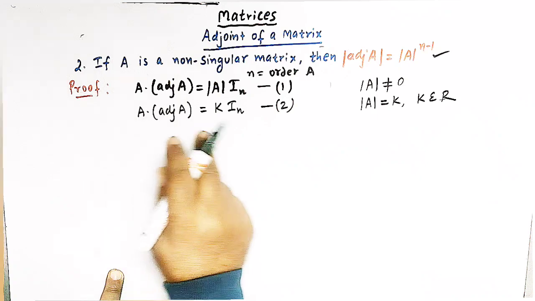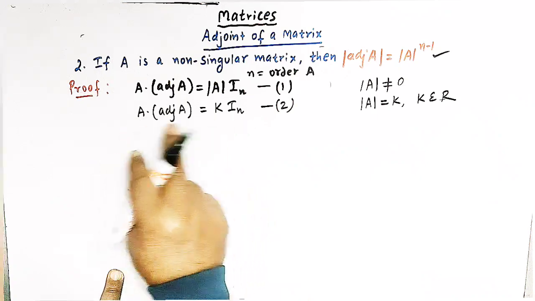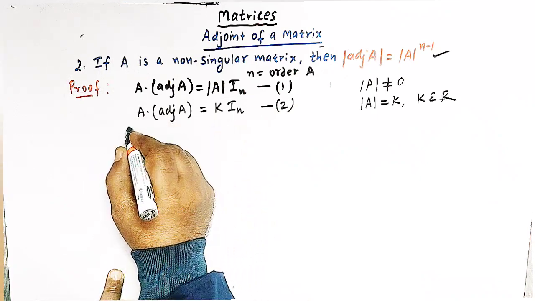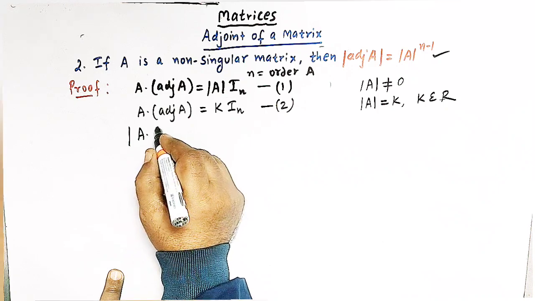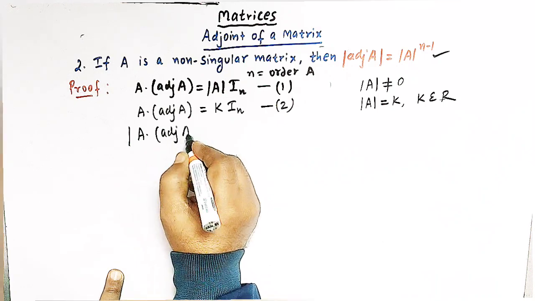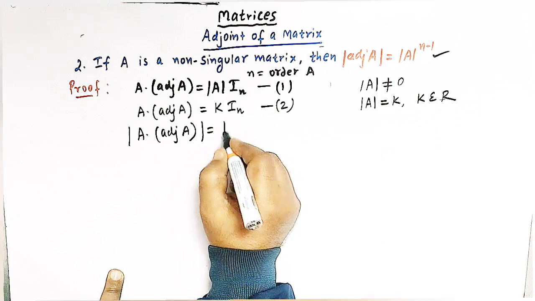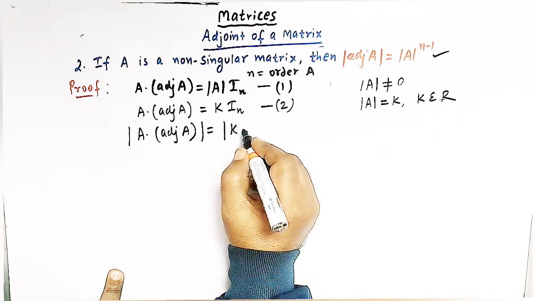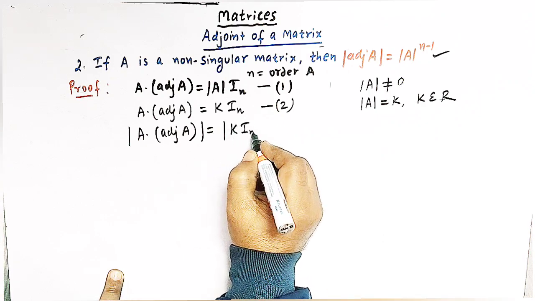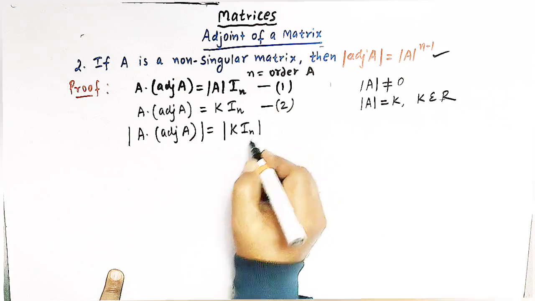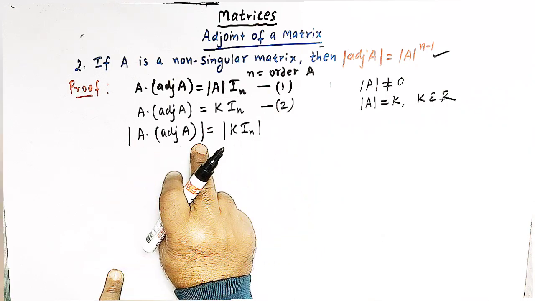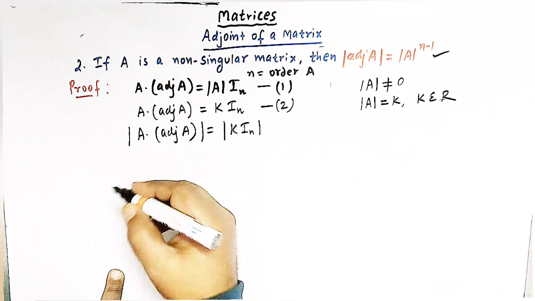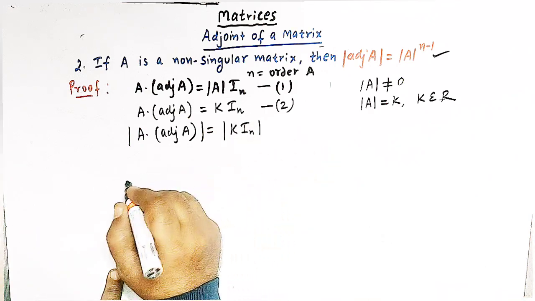So let us take the determinant of both sides. We have here the determinant of A times adjoint of A, and then here we have the determinant of K times the identity matrix, that is I. Now to solve this left hand side, let us make use of an important result from determinants.